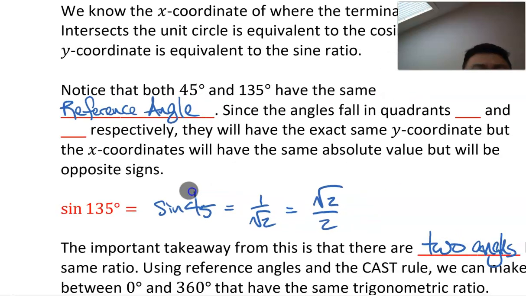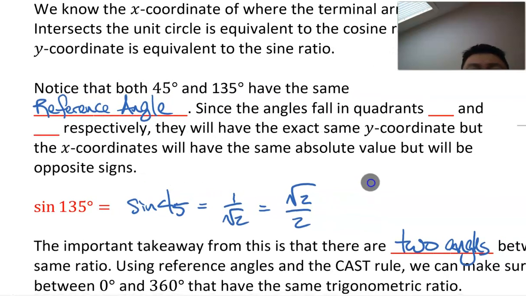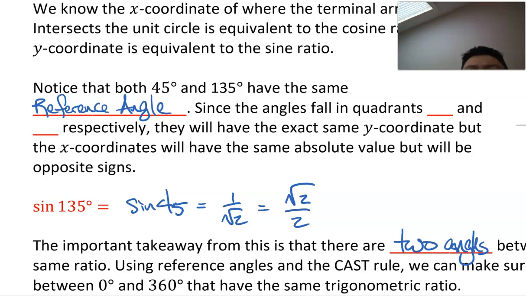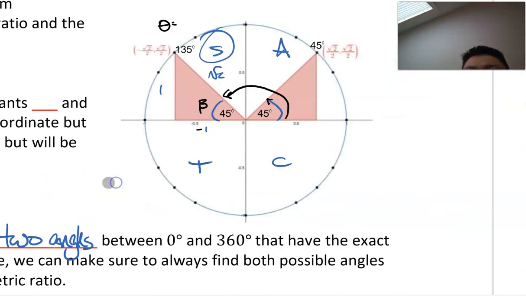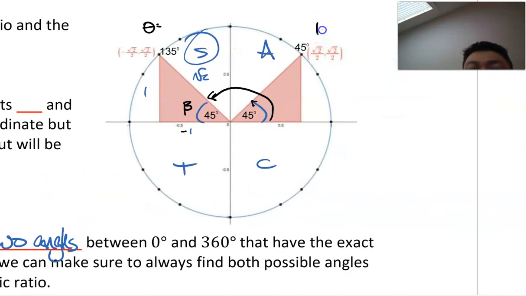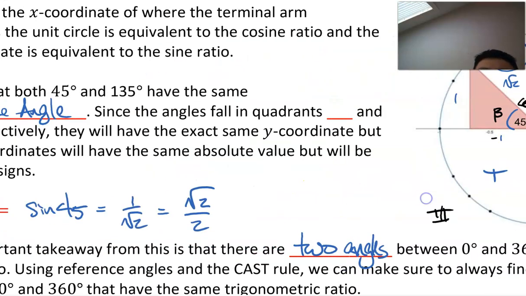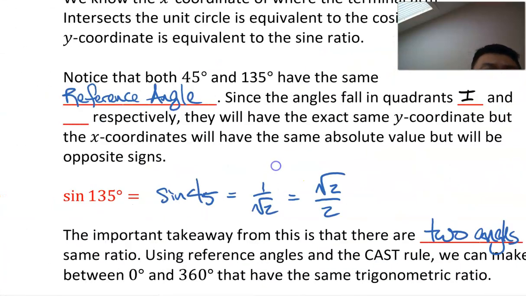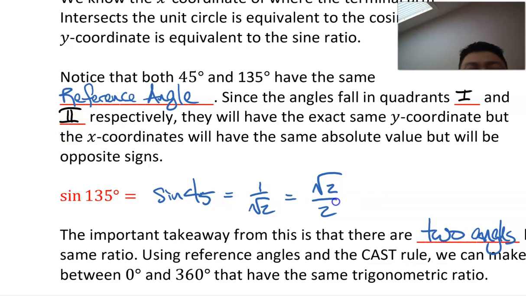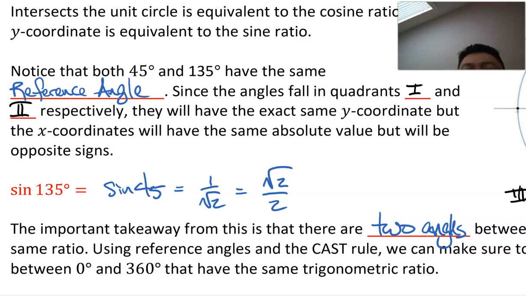Let me get back to the note. Notice that both the 45 and the 135 have the same reference angles. Since the angles fall in quadrants, well, this is in quadrant 1, this is in 2, and this is in 3, and this is in 4, right? Since they're in quadrants 1 and 2, respectively, they will have the exact same y-coordinate, but the x-coordinates will have the same absolute value, but will have opposite signs.